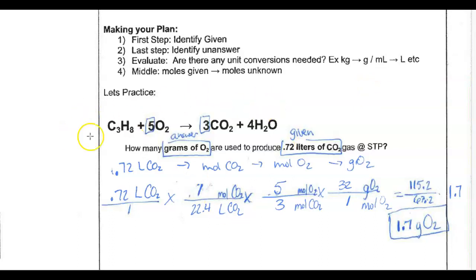So here we're given a balanced equation, and it says: how many grams of O2 are used to produce 0.72 liters of carbon dioxide?